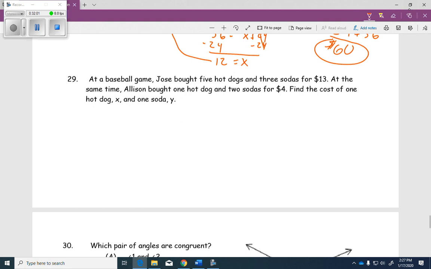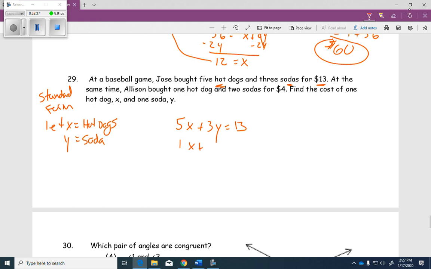At a baseball game, Jose bought 5 hot dogs and 3 sodas for $13. I got it. This is a standard form question. There are 2 kinds of items, hot dogs and sodas. I'm going to let x equal the hot dogs and y equal the sodas. So 5 hot dogs and 3 sodas cost $13. And then Allison bought 1 hot dog and 2 sodas for $4. And they want the cost of a hot dog and the cost of a soda.